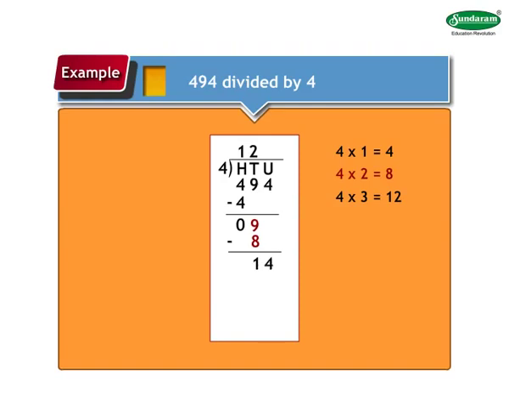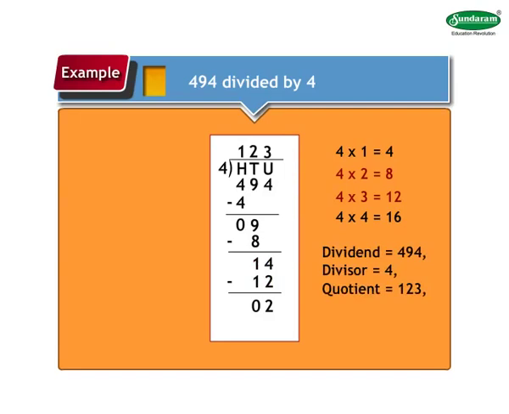Again, here as 4 threes are 12 and 4 fours are 16, we will consider 4 threes are 12 as 16 is bigger than 14. Hence, we write 3 in the units place of the quotient and 12 below 14. Subtracting 12 from 14, we get 2, which becomes our remainder. Hence, the quotient is 123 and the remainder is 2. Thus, the dividend is 494, divisor is 4, quotient is 123 and the remainder is 2.